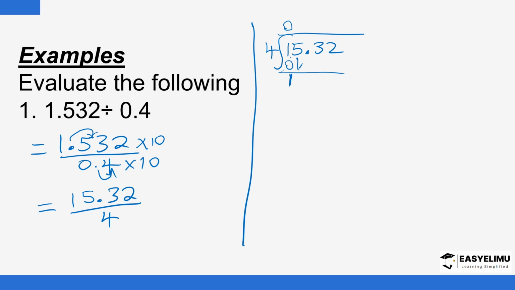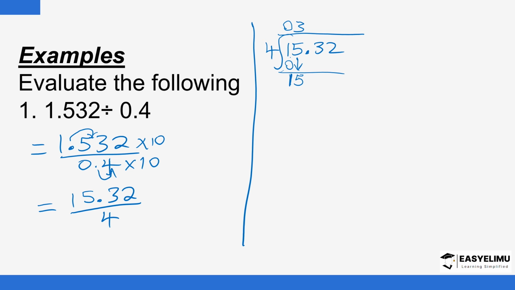And you drop this 5 down here. So 5. Then 15 divided by 4 is 3. You write it on top. So you see now I have 0, 3. So the first 0 here will not really count, so I will eventually remove it. But meanwhile, let's continue with it.